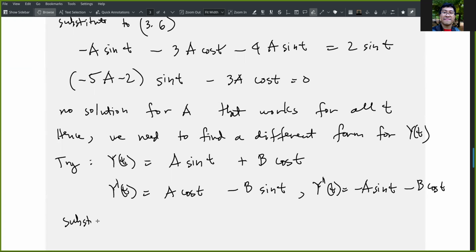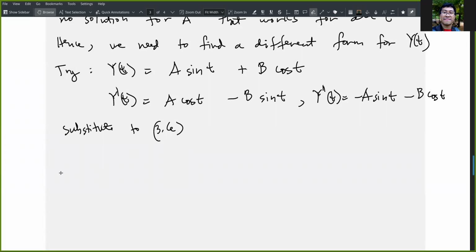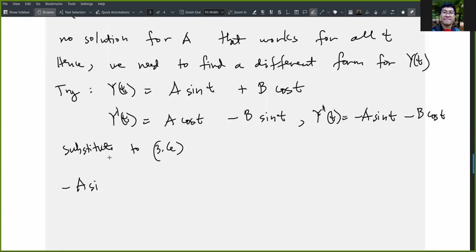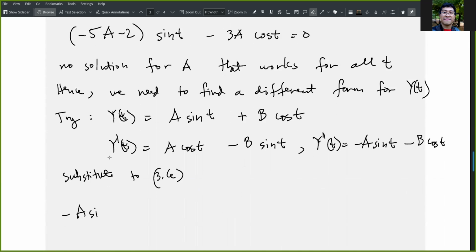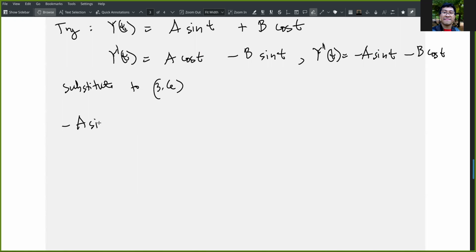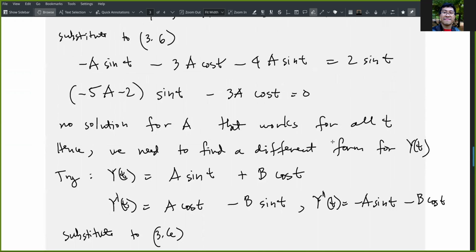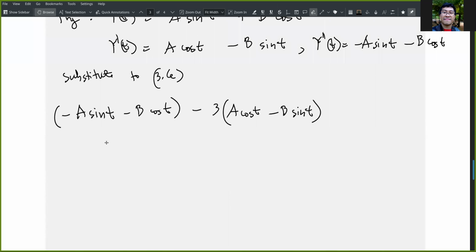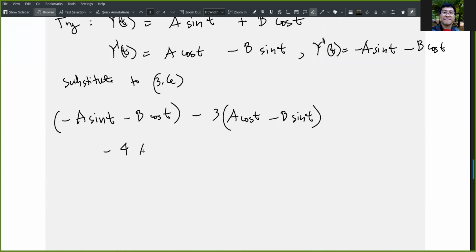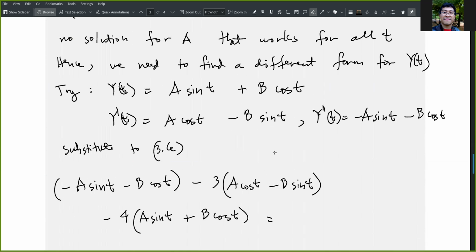And then we substitute. So this is y double prime minus 3y prime minus 4y equals 2 sine t. So you have minus a sine t minus b cosine t, minus 3y prime. Y prime is a cosine t minus b sine t, minus 4y. Minus 4y is a sine t plus b cosine t, equals 2 sine t.